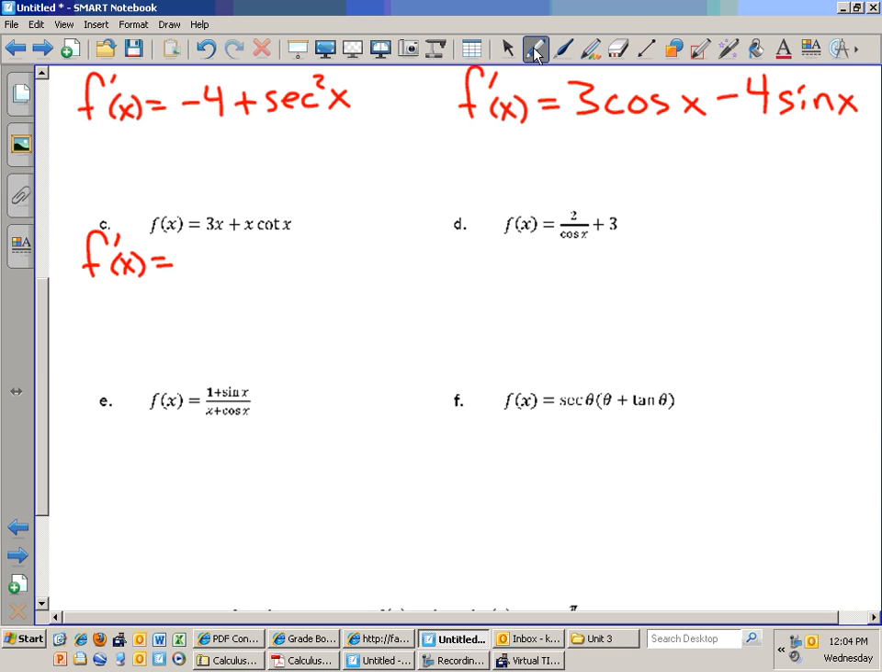F prime of x equals 3x plus x cotangent of x. Well, this might be slightly more difficult. Does anybody recognize why? You need the product rule. Bryce, why do you need the product rule? X times the cotangent of x.